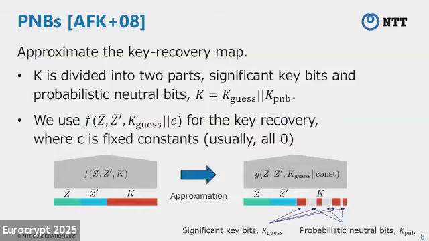We first divide the secret key K into two parts. One part is the significant key bits, and the other is the PNB part. And we just set some constant C for the PNB part. Usually, this constant value is a magic number, so we just use all 0.